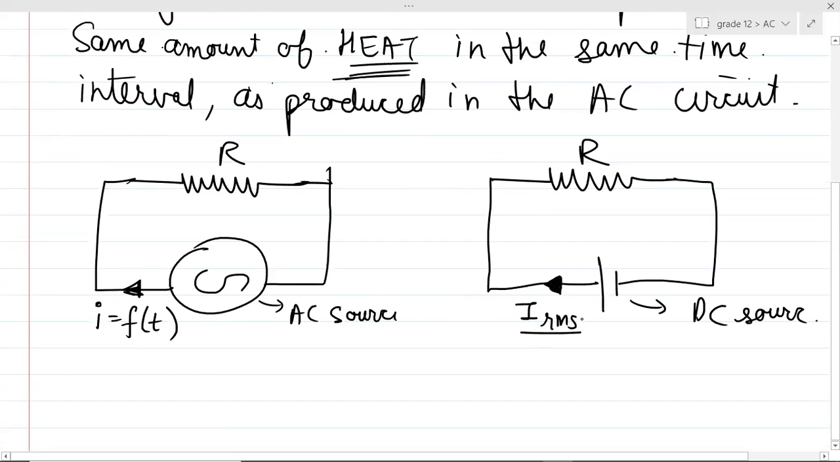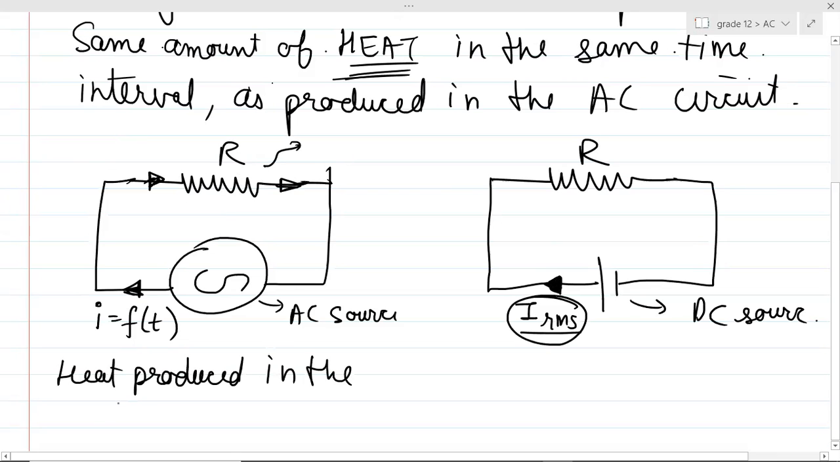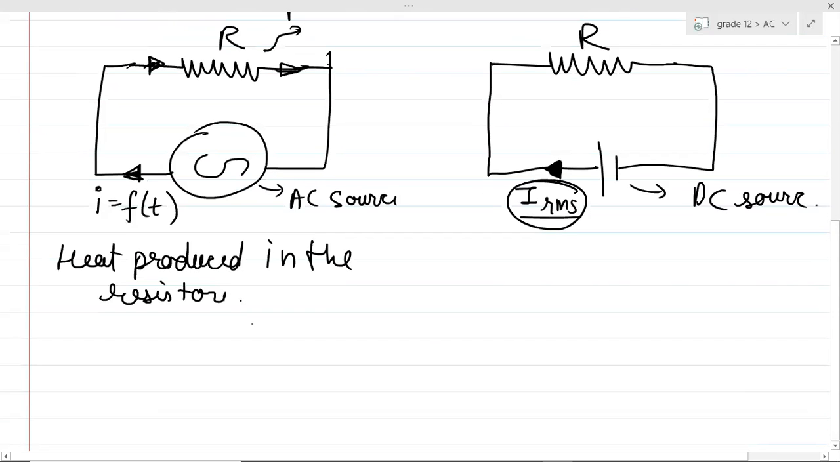Okay, so it is that value of DC current which will flow through the circuit, which will produce the same amount of heat. Can you see in this resistor, when this current will flow, what will happen? This resistor will produce certain heat, right? So what is the heat produced in the resistor? If suppose I is the current, then the small heat which is produced is basically I square into R into dt.